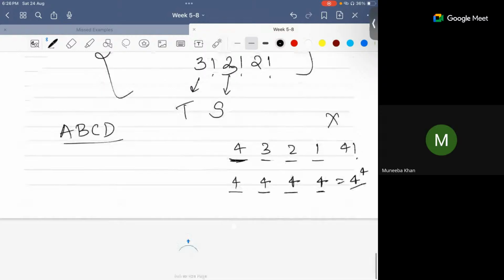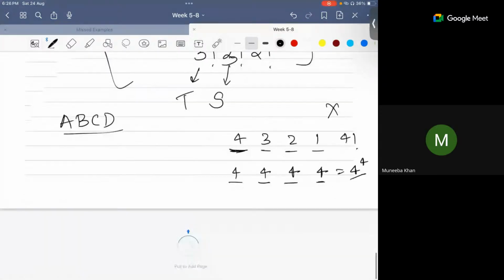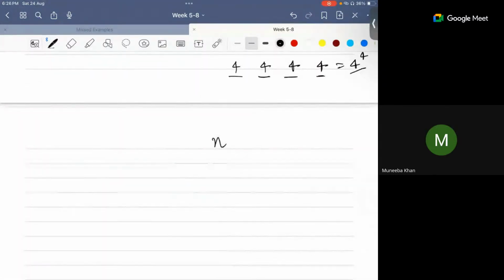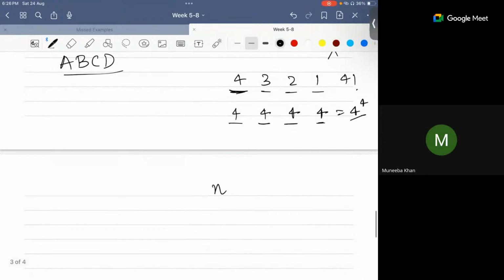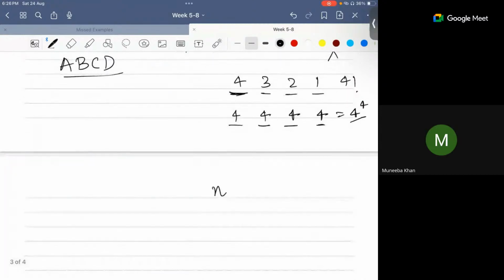Is it clear? So whenever you have n distinct objects and you have to choose R of them and then arrange them, and repetition is allowed, then what can you do? You can directly write it as n to the power R.